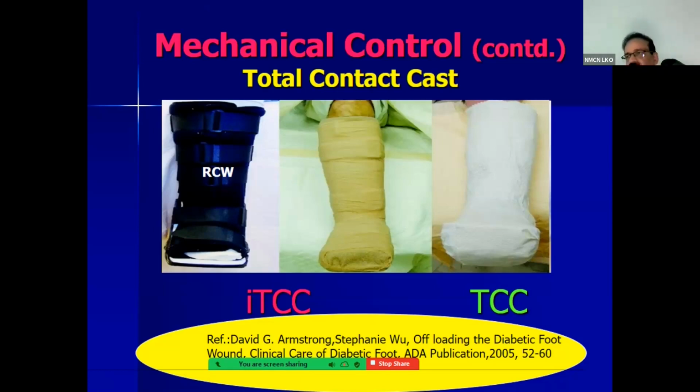So the patient cannot open it. If he opens it, the doctor can come to know, so compliance will be taken care of. Otherwise, if you ask the patient to wear only a removable cast walker for offloading the foot, he may open it at night and then wear it again, so the full advantage of offloading may not be there. With this ITCC, these side effects of TCC may not be there, because one needs expertise to apply TCC. So all these things can be taken care of by the ITCC.